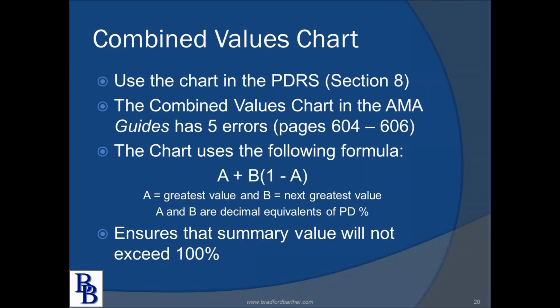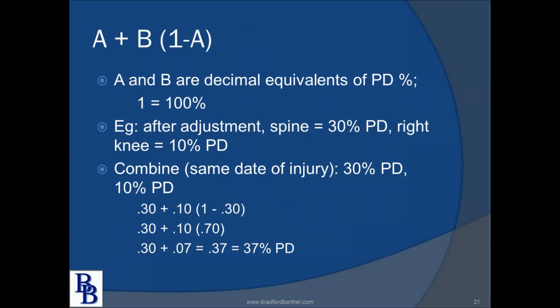But here's the formula again, A plus B times 1 minus A. And this is what it looks like if you do the work. So again, assuming that A and B are decimal equivalents of the permanent disability, so 1 is 100%. If we do this, we've got a 30% PD for a spine, 10% PD for a right knee. That's what it would look like. It comes out to 37%. So you can do the math if you don't want to use the chart, but the chart covers every single number. No reason not to. If you're rating, you've got the schedule out anyway.